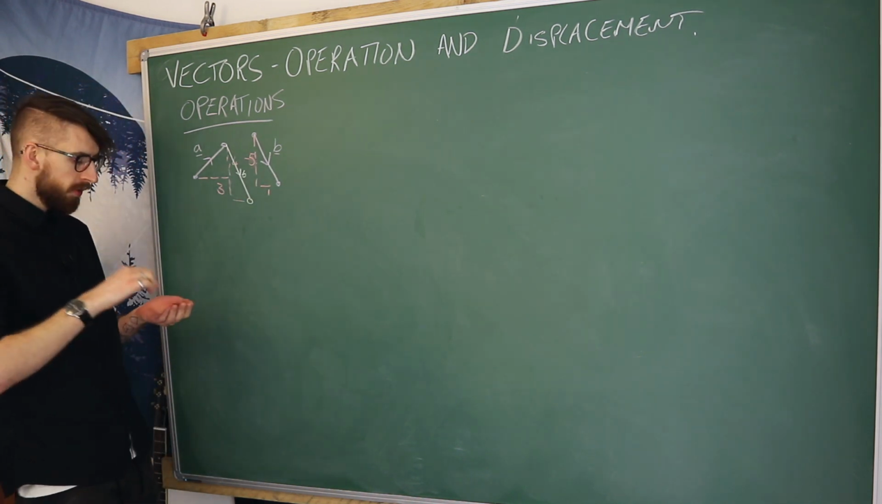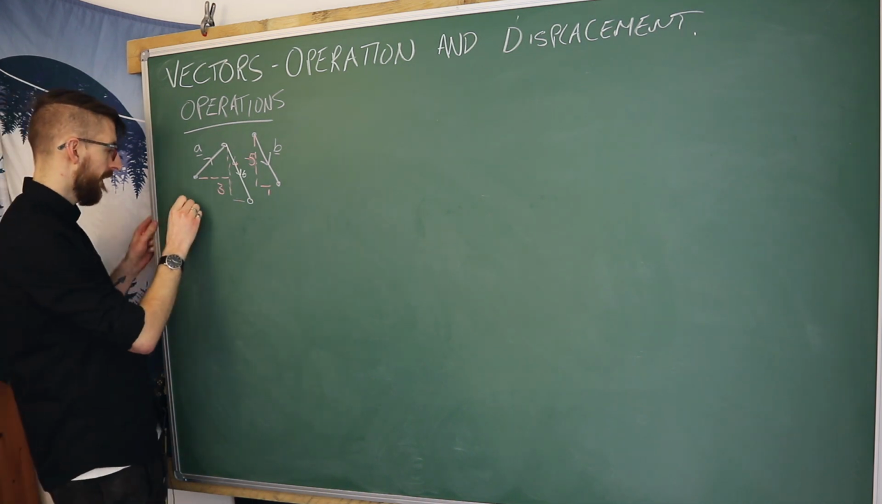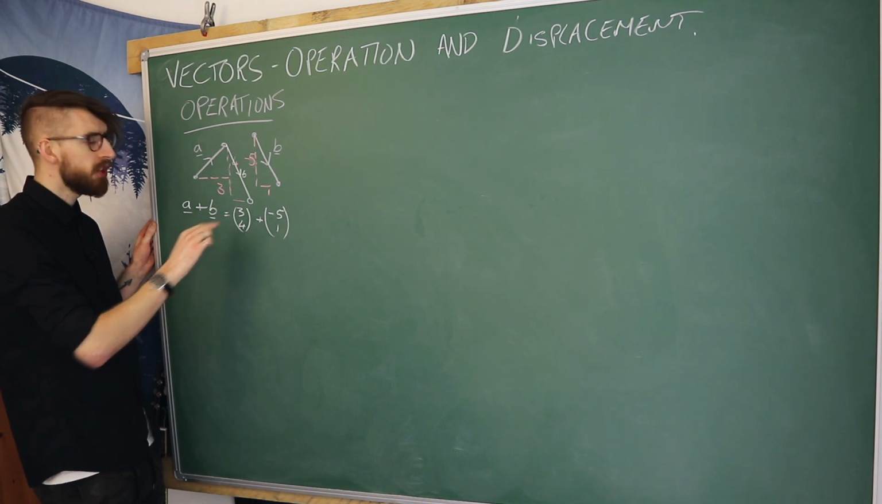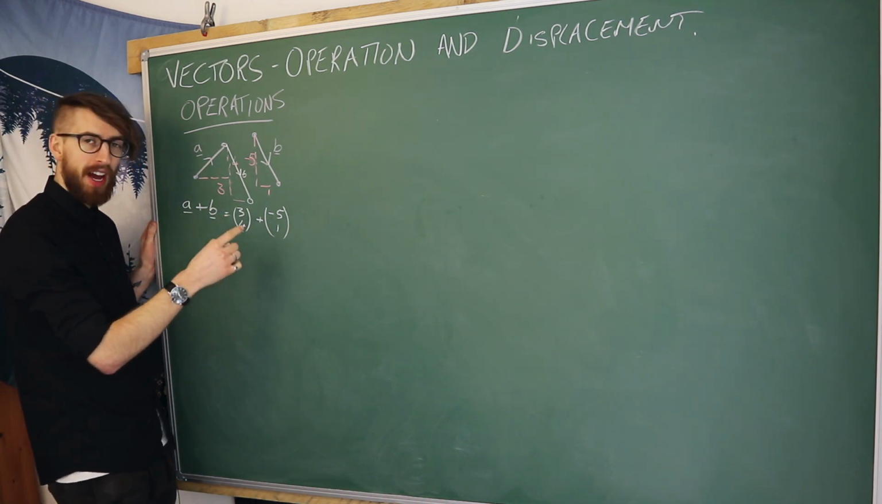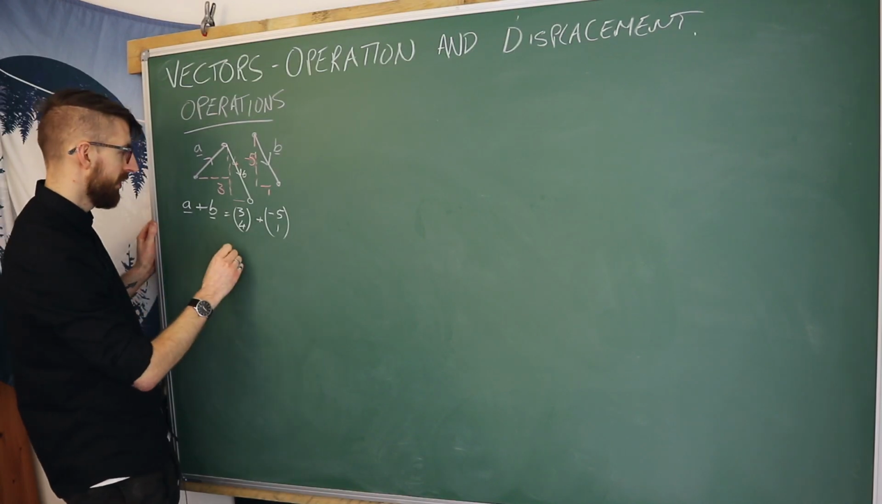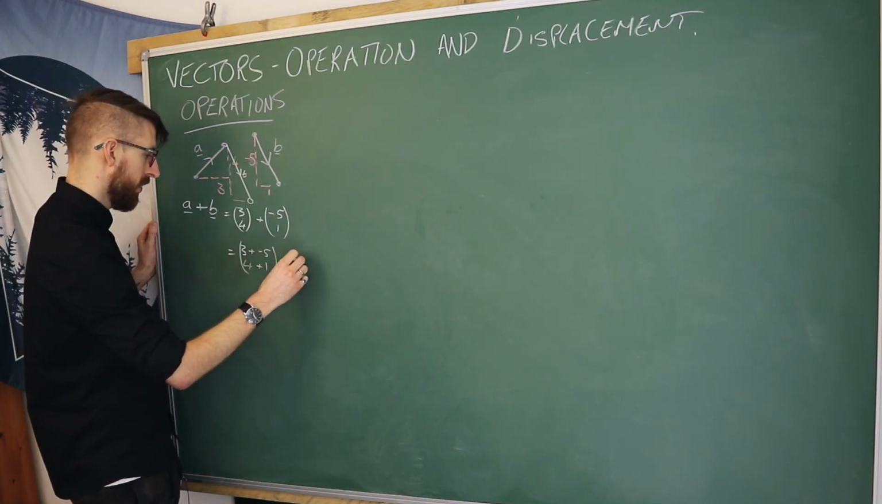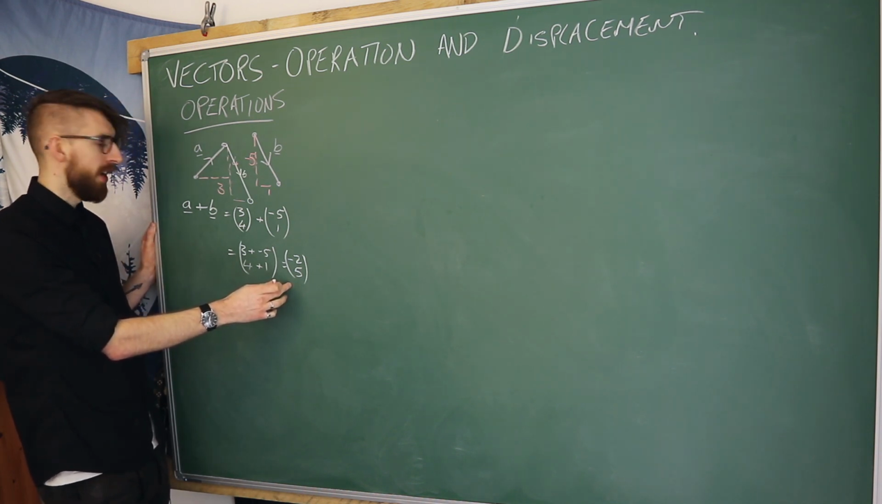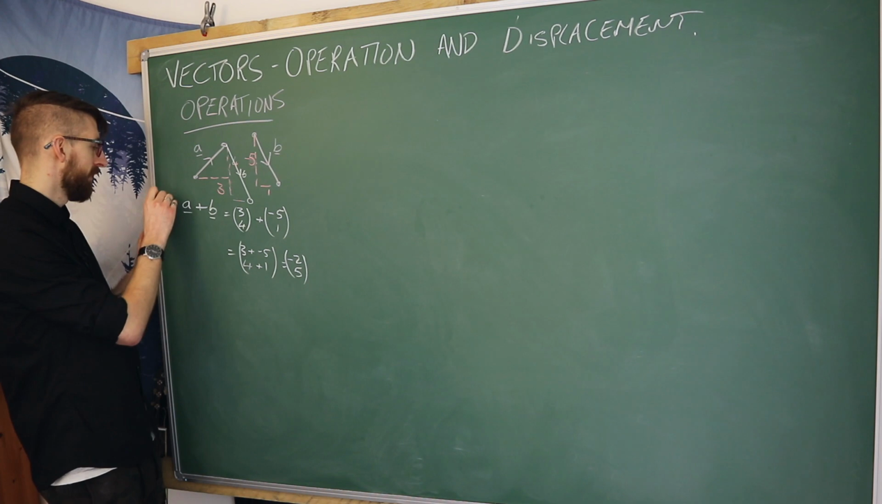So if you add these two vectors, it looks like that, but then you just add each component of each vector. So the x adds the x and the y adds the y. So the end product is -2 and 5. Now this is how you add them.